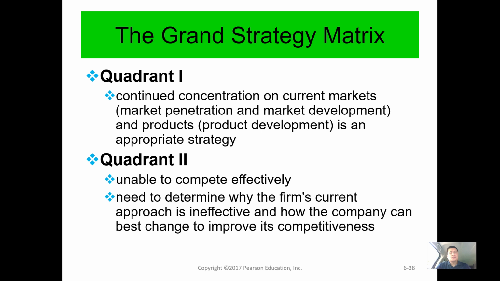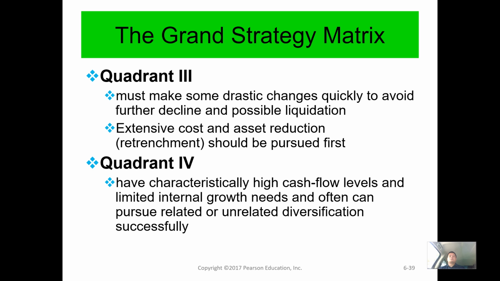Here is the explanation of each quadrant. Quadrant 1 continues concentration on current markets that I mentioned, which includes penetration, development, and product development as appropriate strategies for this quadrant. Quadrant 2 is unable to compete effectively, so we need to determine why the firm's current approach is ineffective and how the company can best change to improve its competitiveness. Quadrant 3 must make some drastic changes quickly to avoid further decline and possible liquidation. Extensive cost and asset reduction, retrenchment, should be pursued first.